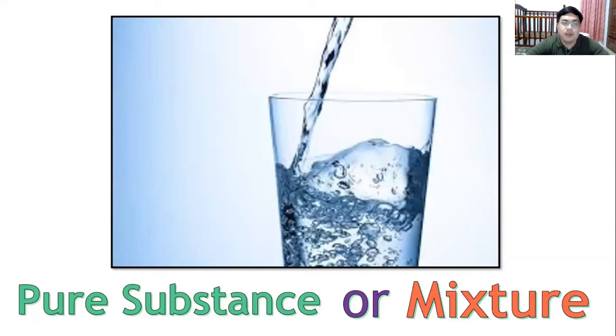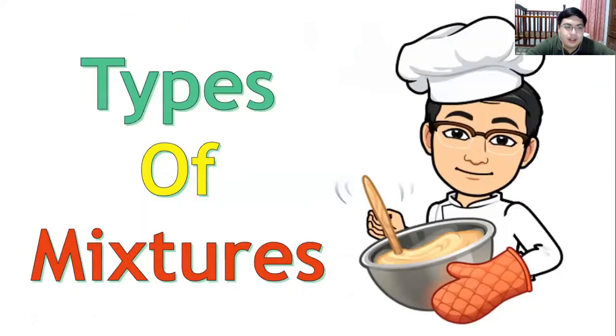And lastly would be water. Everybody knows the chemical composition of water. And again, water would be a mixture or pure substance? Pure substance, diba? Okay, let's go to the types of mixtures.